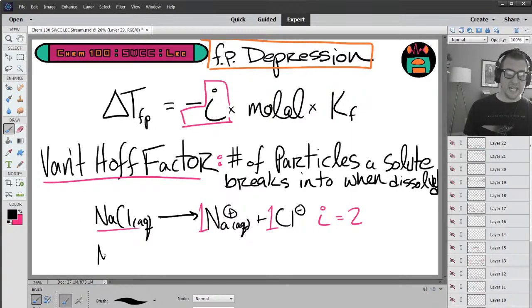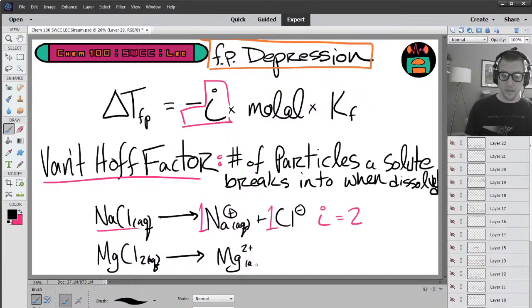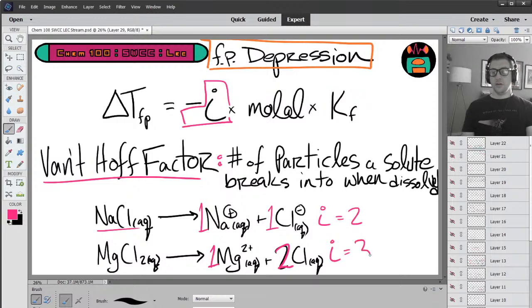Magnesium chloride will break into magnesium cations plus 2 chloride anions. Right, so we have 1 magnesium ion, 2 chloride ions, so the Vant-Hoff factor here for magnesium chloride would be 3 because it's breaking apart into 3 particles.